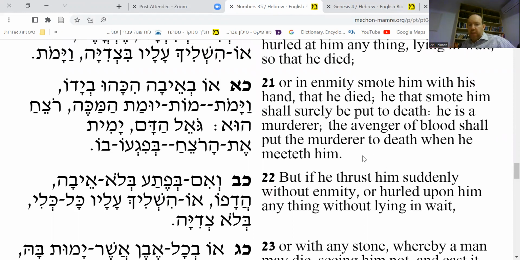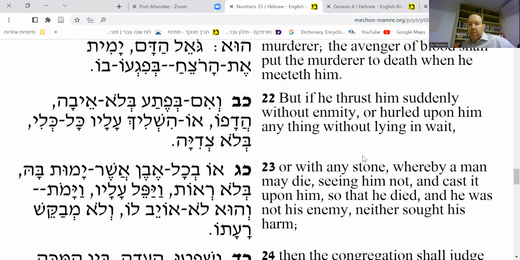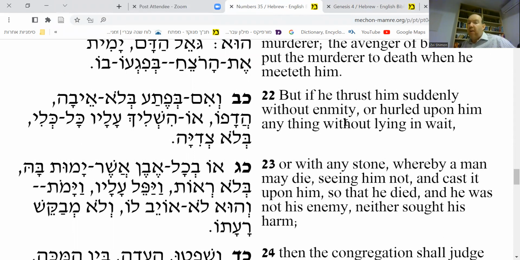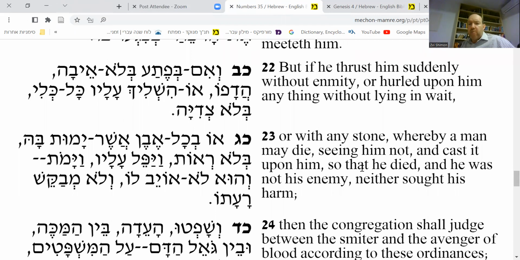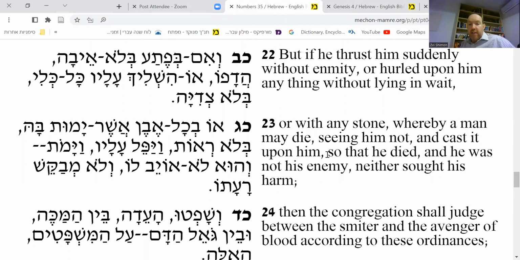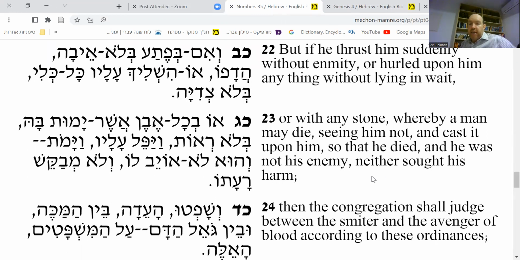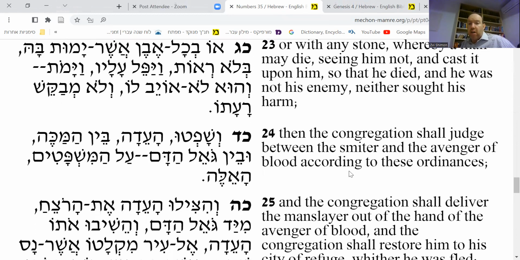So if there's a murderer, he is to be put to death, and the relative of the murdered is the one who will actually carry out the penalty and put the murderer to death. But look at the continuation: "But if he thrust him suddenly, without enmity, or hurled upon him anything without lying in wait, or with any stone whereby a man may die, seeing him not, it was an accident." He didn't see him, he didn't mean to, but he happened by mistake to hit him. He went hunting and by mistake he hit him and cast it upon him so that he died, and he was not his enemy, neither sought his harm.